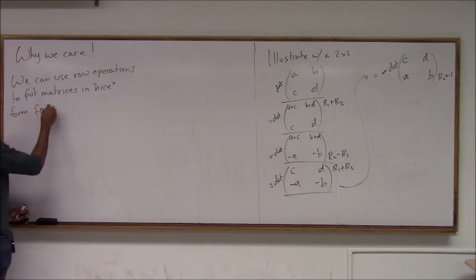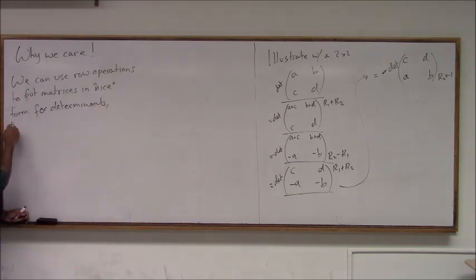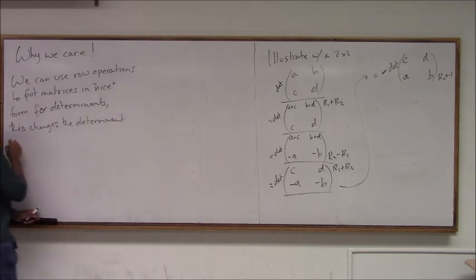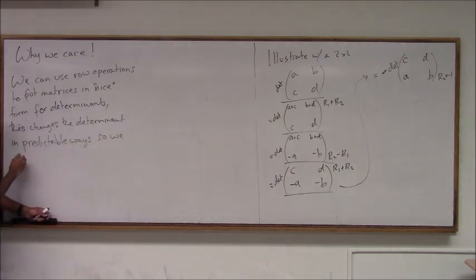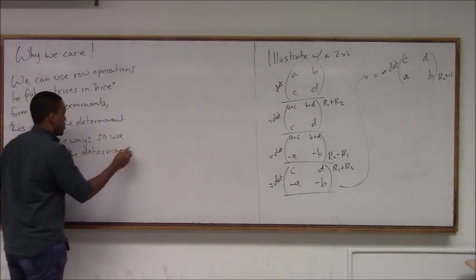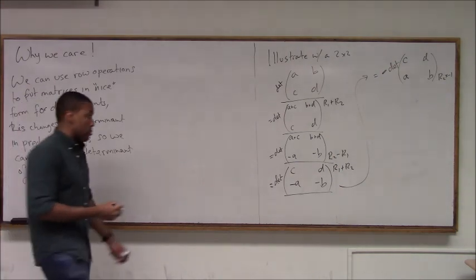A nice form for determinants. This changes the determinant in predictable ways. So we can figure out the determinant of the original. A process that we do this by is called pivotal condensation.